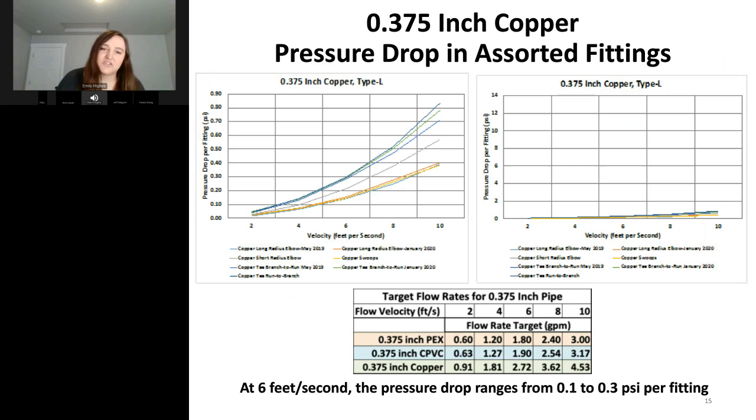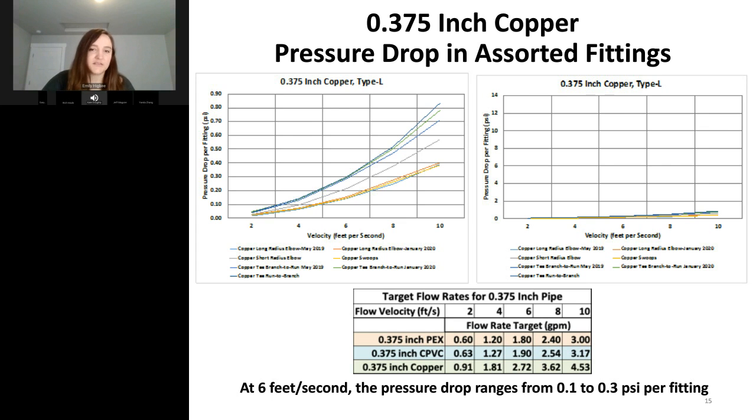And now we're going into 1/8 inch. So this is for copper. Again, looking at the velocity of 6 feet per second, that corresponds to a flow rate of 2.7 gallons per minute. Now looking at our graph, at that 6 feet per second, it ranges from 0.1 to 0.3 psi per fitting.